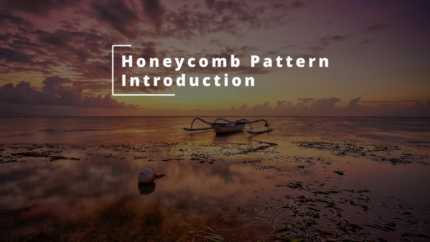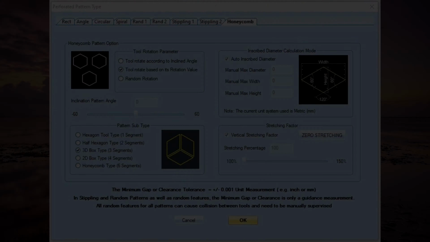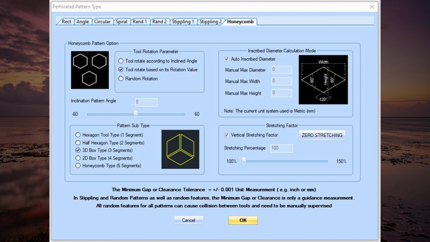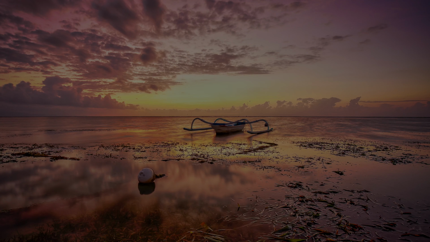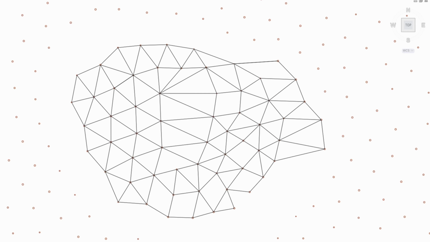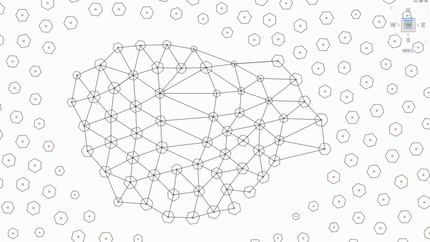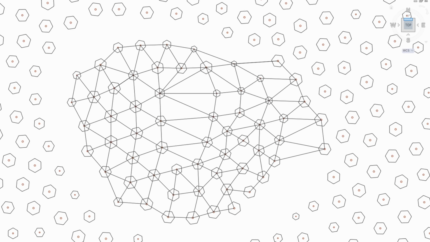The Honeycomb Pattern is a new feature introduced in Image2Punch Pro, version 8. Most pattern types in Image2Punch only have one tool shape, located at a node of the perforated pattern grid. As we can see, this is a grid of stippling pattern, and the nodes are in red, located at all the intersections of the grid. This is where a particular tool, such as a hexagon shape, will be put.